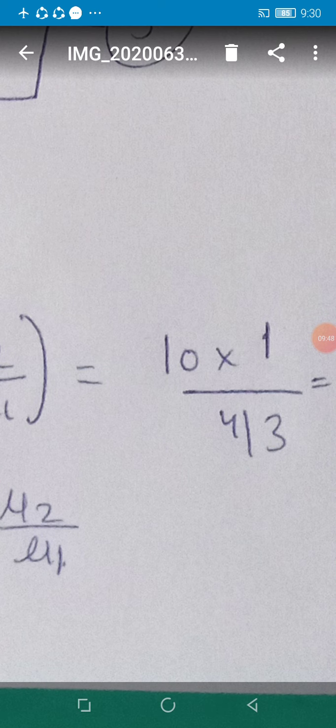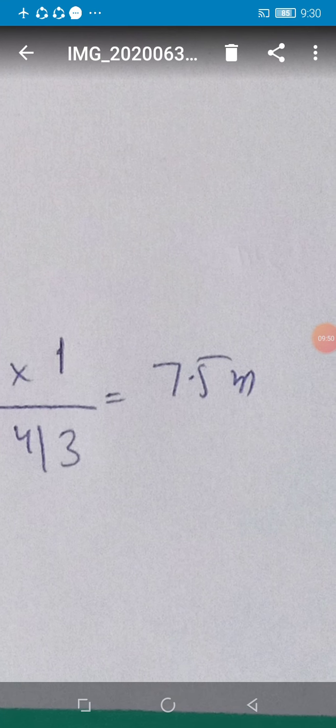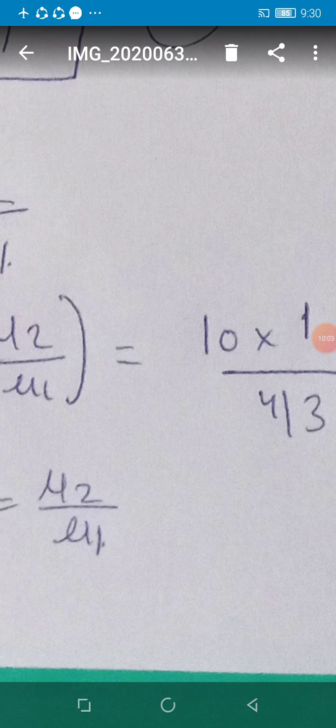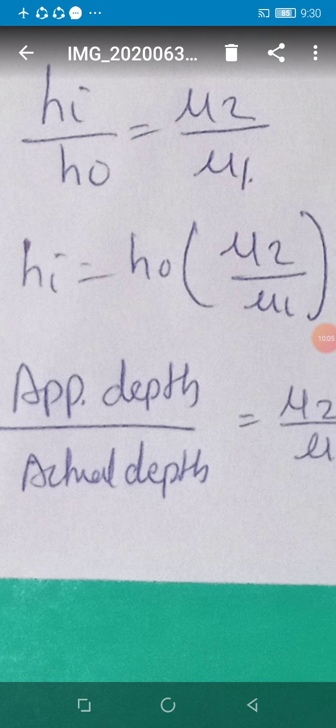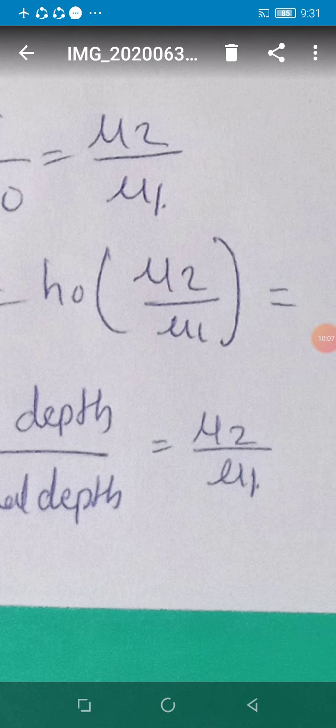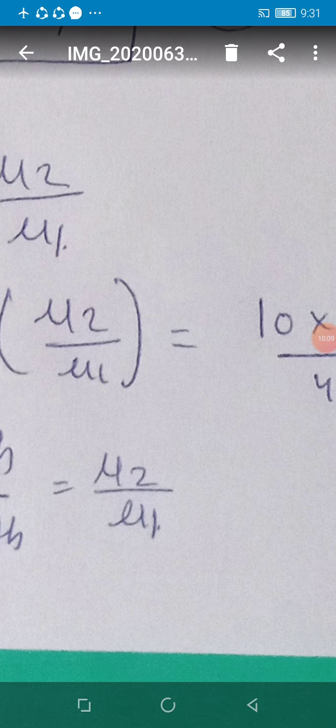Okay students, now what depth will you see? See, 7.5 meter, meaning it will appear at less depth. Already I told you, it will appear to be at less depth because here light is traveling from denser to rarer. So this is the gist. This formula you catch it: apparent depth, actual depth, mu2, mu1. Again I am repeating it. What is mu2? It is the second medium. What is mu1? It is the first medium. It is not connected with rarer or denser.